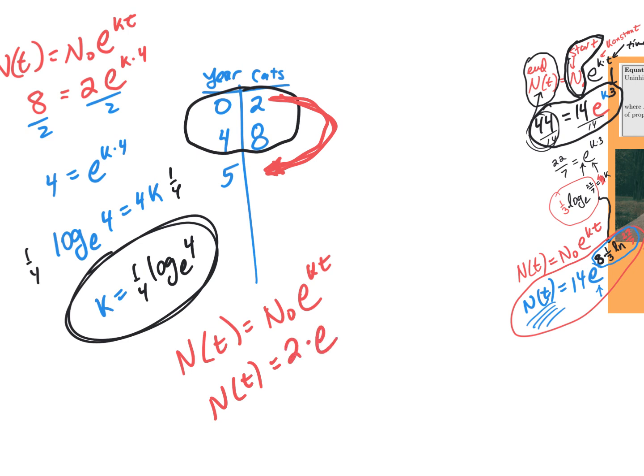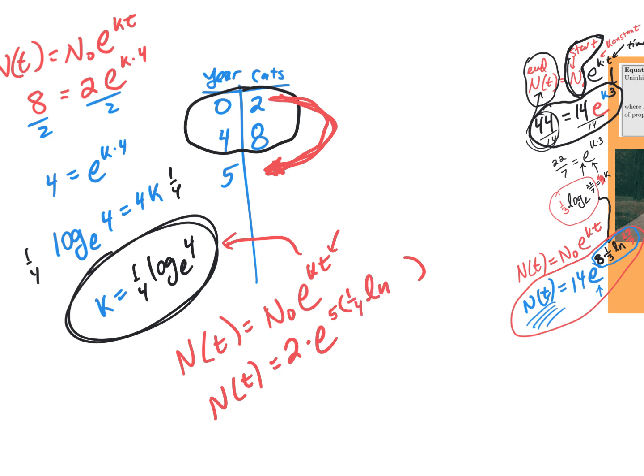Times e to the kt. Well, k is something that I know from over here. And the time is 5. I would advise you to put the 5 first, just because it's easier. 5 is time, times k. And the k was 1/4.